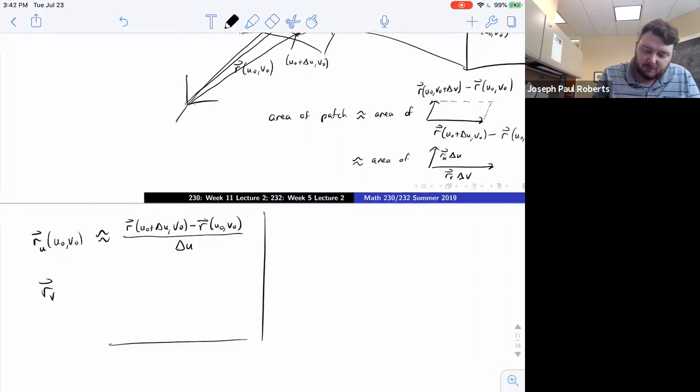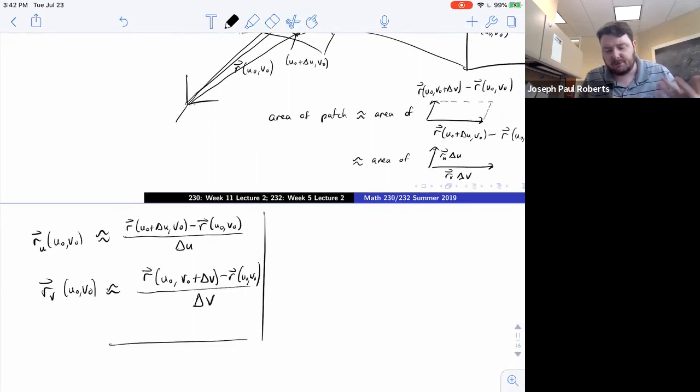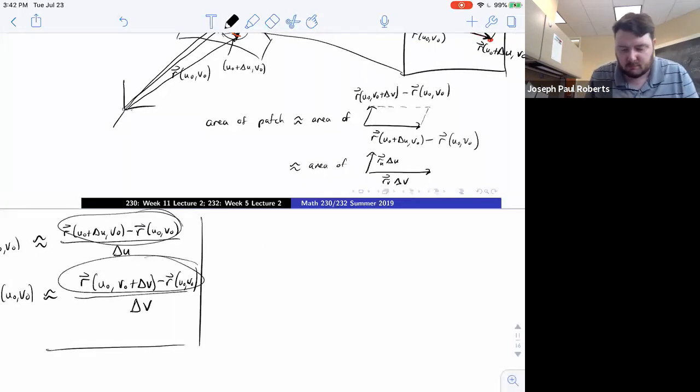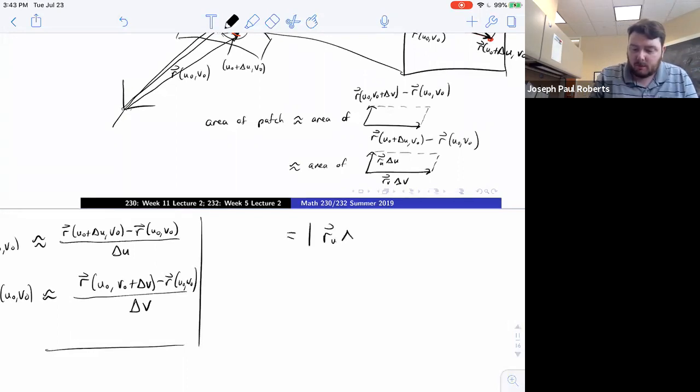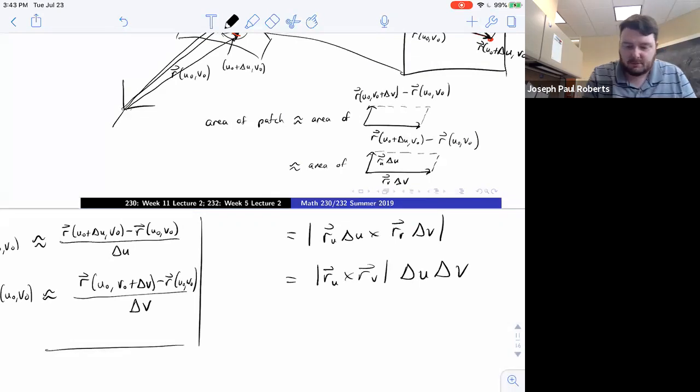So similarly, the V partial is approximately this difference quotient where you freeze U naught, let V change by some small value delta V, and you could rearrange and solve for these differences to get this right here. And then you think back, area of a parallelogram, that was the length of the cross product. So it's the length of R_U delta U cross R_V delta V, which you could rewrite as R_U cross R_V, and then delta U, delta V are just your scalars. So you could pull those outside, assuming they're positive so that the absolute value of them is themselves.